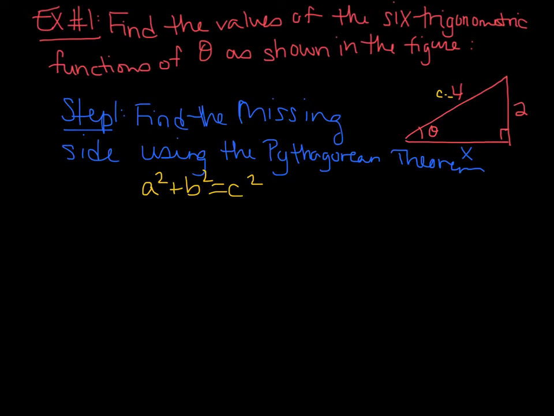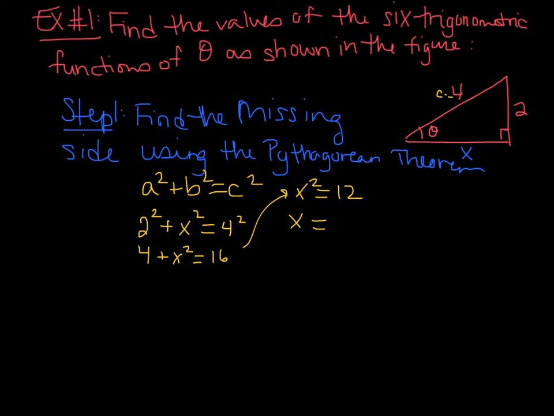So I'm going to write this out as 2 squared plus x squared equals 4 squared. I just need to solve this one out. I end up getting 4 plus x squared is 16, and I end up getting that x squared is equal to 12. So I need to take the square root of both sides. And remember, when we're working with sides, we don't need a plus or minus because the side lengths are going to be a distance, a length, and so we're just going to only worry about positives in this case.